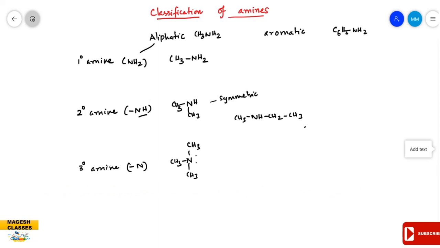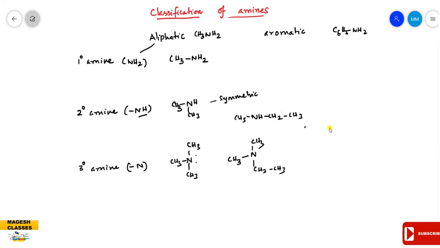Here it is a simple amine because three methyl groups are attached to the nitrogen atom, and the three alkyl groups are the same. If they are different, it is called a mixed amine. So one is a methyl group and one is an ethyl group, it is called a mixed amine. So simple and mixed: if similar groups are attached, it is called simple, and if different groups are attached, it is called mixed.